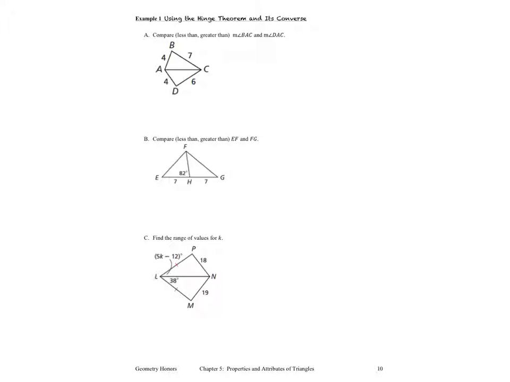So measure angle BAC is this one, and measure angle DAC is in blue. And so I'm looking at the sides across from them. BAC has 7, and CAD has 6 across from it. So I know that the measure of angle BAC has to be greater than, since it's 7 across from it, greater than measure of angle DAC.